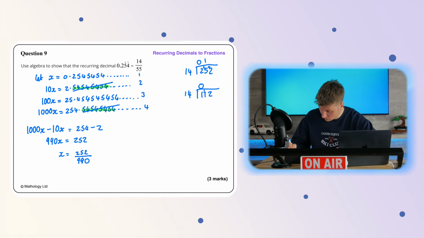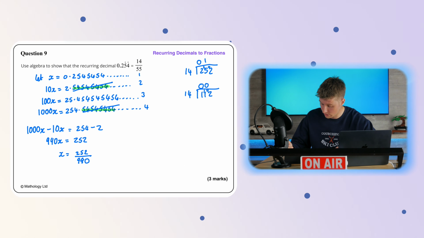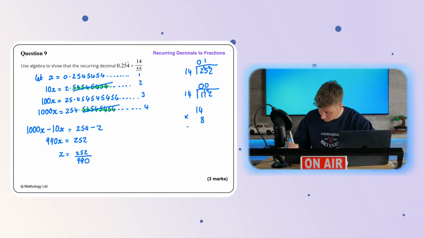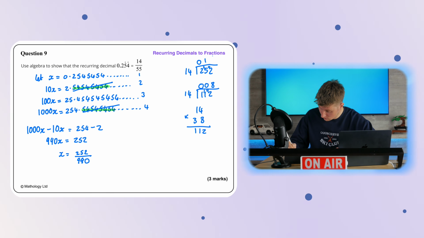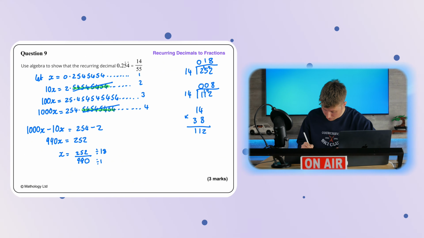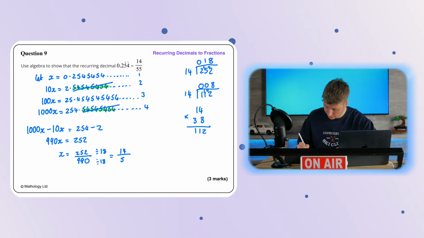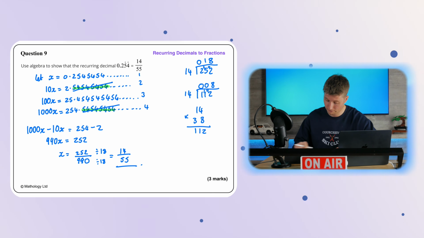So this is 0, carry the 1. This is 0, carry the 11. And then how many 14s go into 112? So if we do 14 times 8, 4 times 8 is equal to 32. 8 times 1 is 8, plus the 3 is equal to 11. So the answer that we're dividing the top and bottom by is 18. So 252 divided by 18 is 14, and 990 divided by 18 is 55. So we've shown that that recurring decimal is equal to 14 over 55.